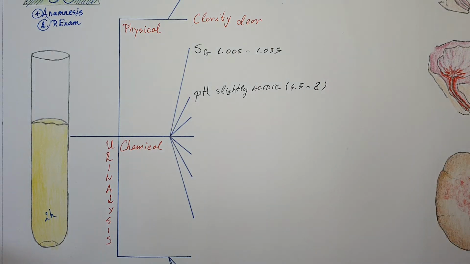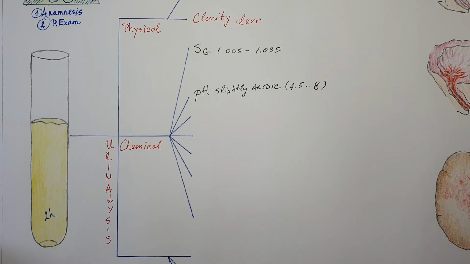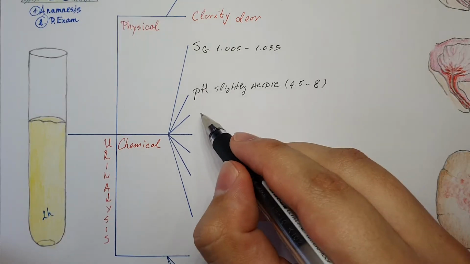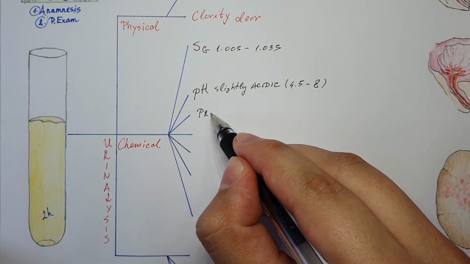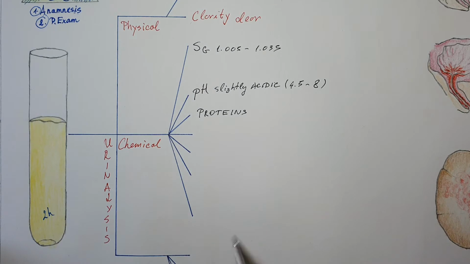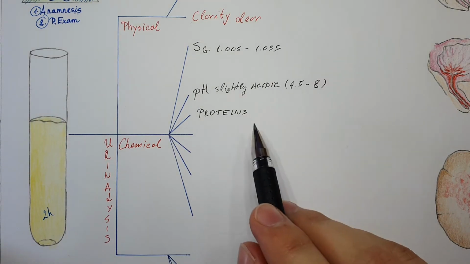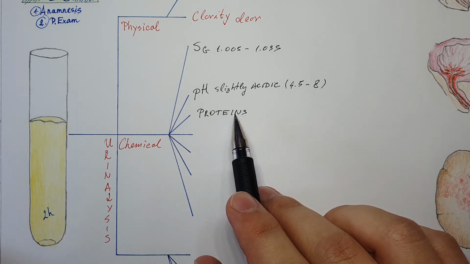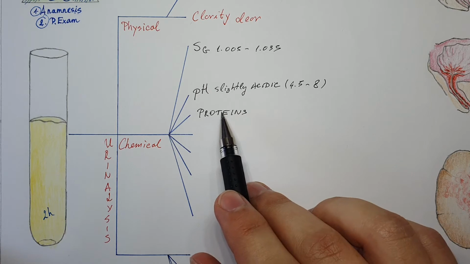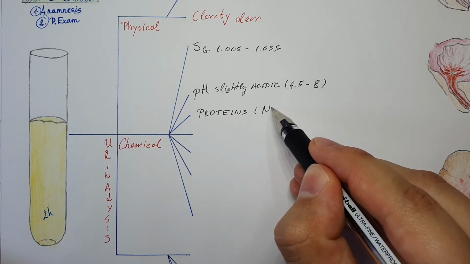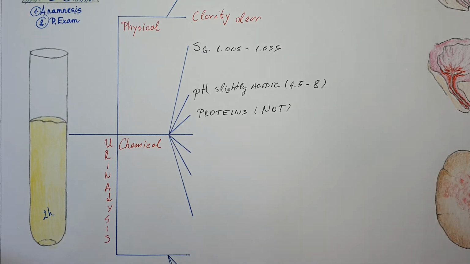Also, we can analyze some specific molecules in the urine. For example, proteins. This is very important. So we can analyze if there are proteins in the urine. Normally, we have no proteins in the urine, or a very small amount. Someone who is doing more physical activity or someone who has fever will have some proteins in the urine, but basically they are not present in the urine.